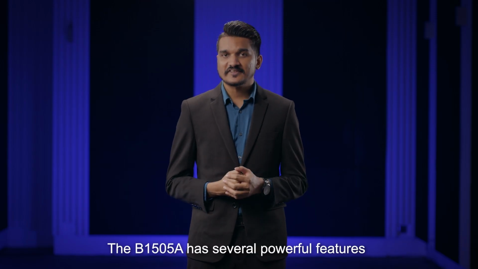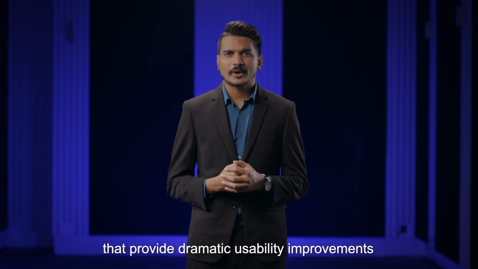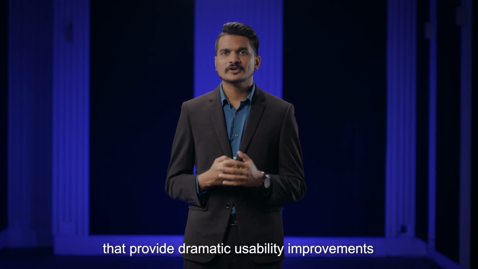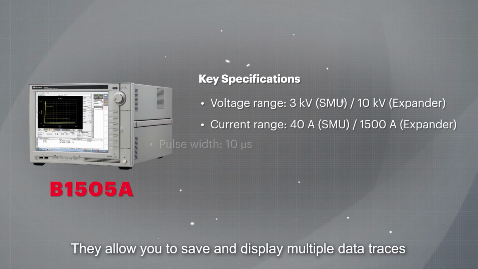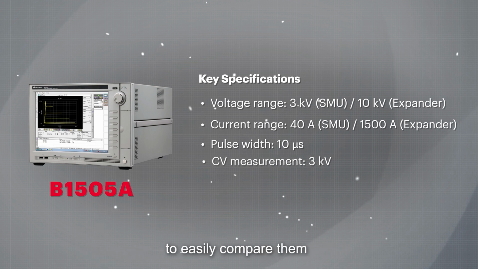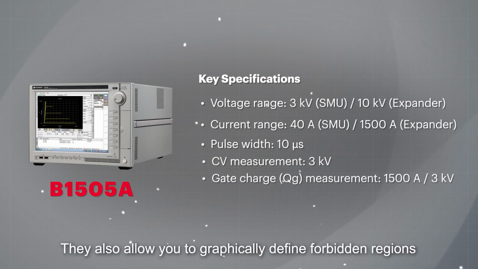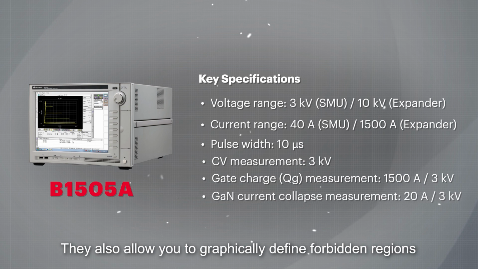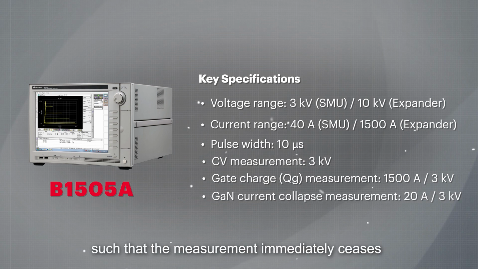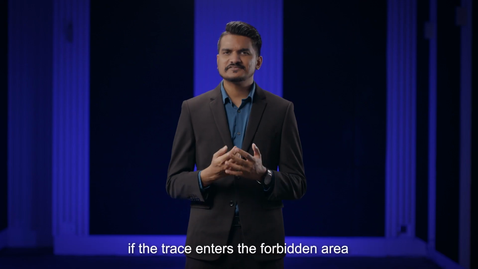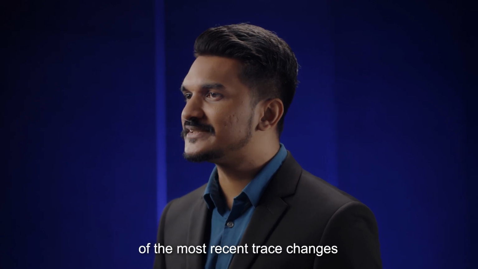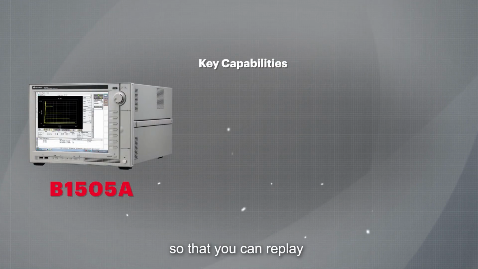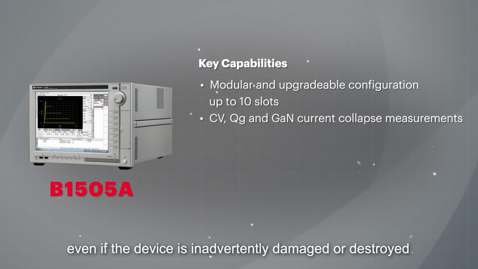The B1505A has several powerful features that provide dramatic usability improvements over traditional curve tracers. They allow you to save and display multiple data traces to easily compare them with data from the current measurements. They also allow you to graphically define forbidden regions in terms of voltage or current, such that the measurement immediately ceases if the trace enters the forbidden area, while keeping a running record of the most recent trace changes so that you can replay and save measurement trace data even if the device is inadvertently damaged or destroyed.